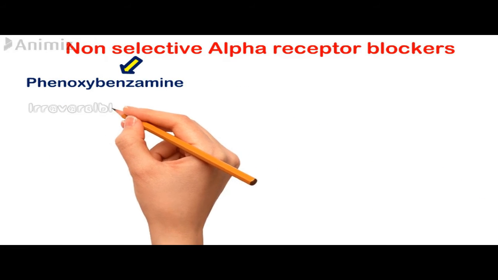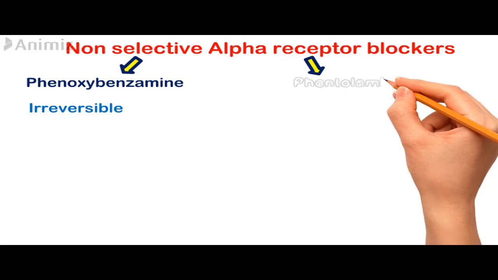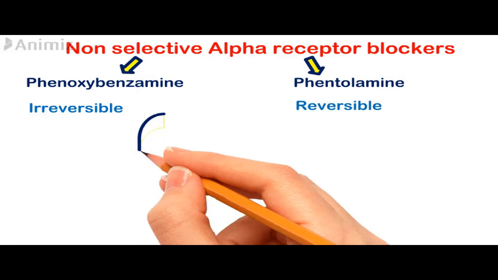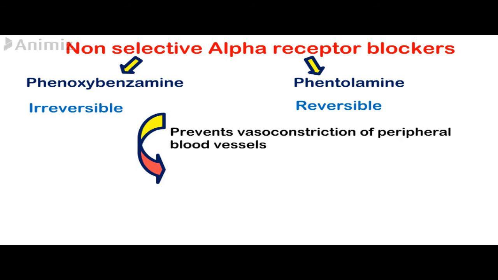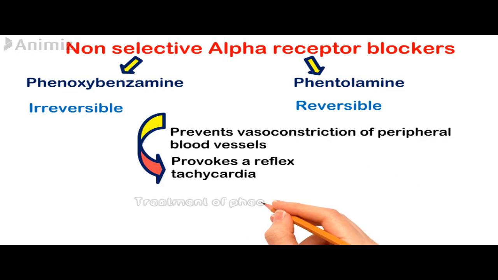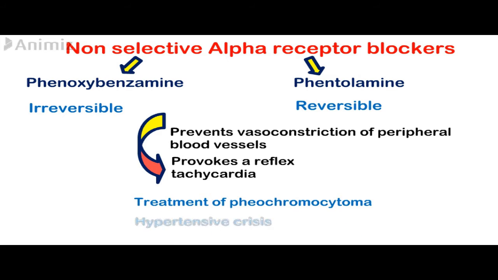If we start with the non-selective alpha receptor blockers, as we said before, it contains two drugs which are phenoxybenzamine and phentolamine. Phenoxybenzamine is irreversible, as it binds to the adrenergic receptor covalently, while phentolamine binds to the receptor with a reversible bond. Because these drugs block adrenergic receptors, especially the alpha-1 receptors, they will prevent the vasoconstriction of the peripheral blood vessels, and this will produce a reflex tachycardia.